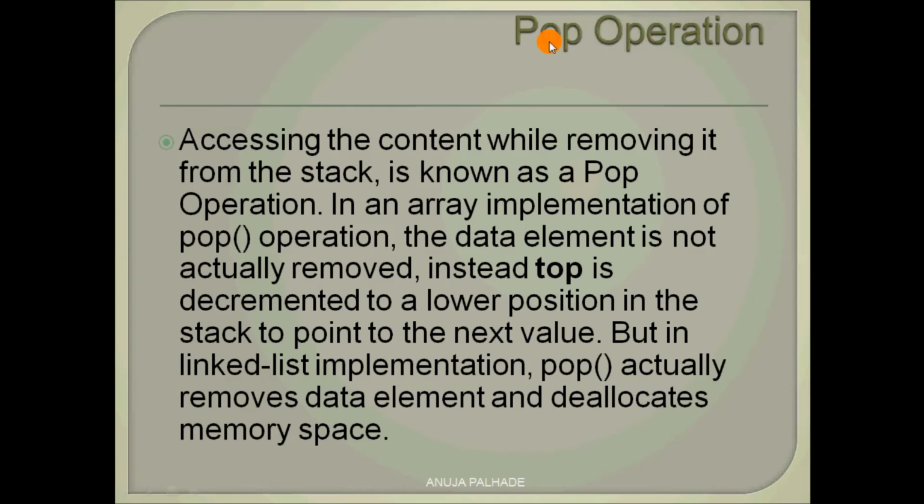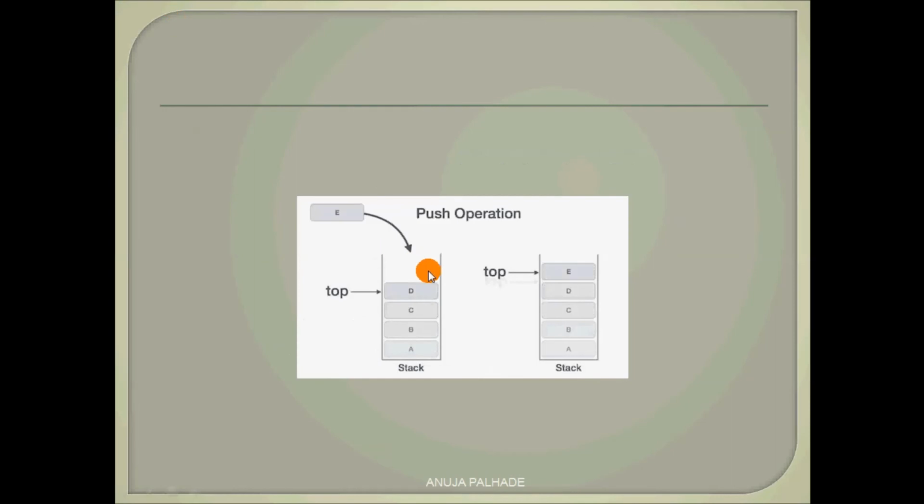Now we are going to learn about the pop operation. Accessing the content while removing it from the stack is known as the pop operation, as we learned previously. In an array implementation of the pop operation, the data element is not actually removed. Instead, top is decremented to a lower position. Meaning when I have to remove this element, I don't have to actually pick up this E and throw it into the recycle bin. I have to just decrement the top by 1. This is top. So it is the pop operation. We have to just decrement it by 1.